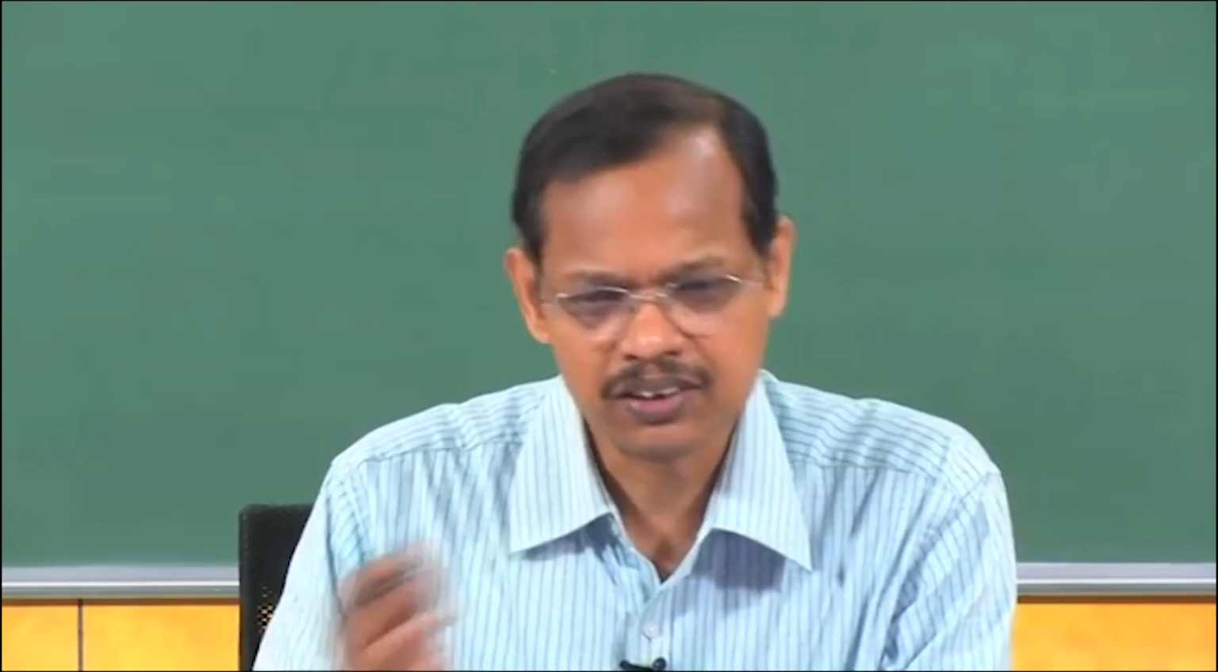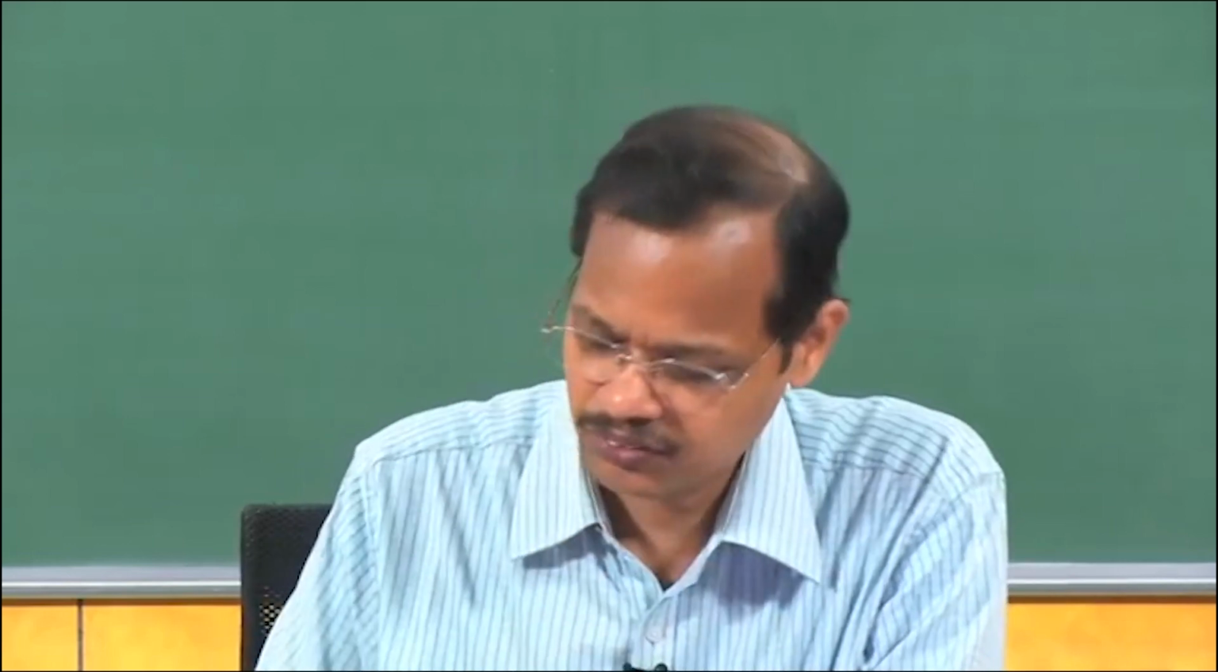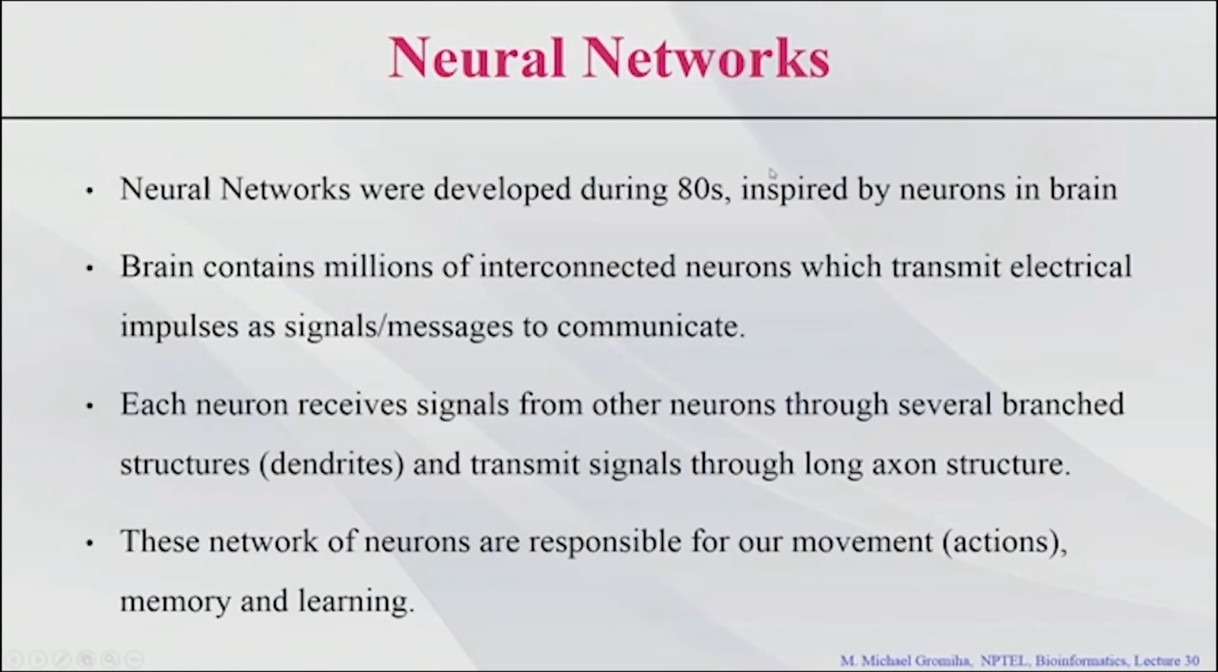So, different methods are available for supervised learning. One is the neural network, which is widely used. If you see the history of neural networks, they were developed early in the 80s, mainly inspired by the neurons in the brain. The brain contains millions of interconnected neurons, which transmit electrical signals, or messages, to communicate. Each neuron receives signals through several branch structures and transmits the signals through a long axon structure. This network of neurons is responsible for our movement, for example actions, memory, as well as learning and so on.